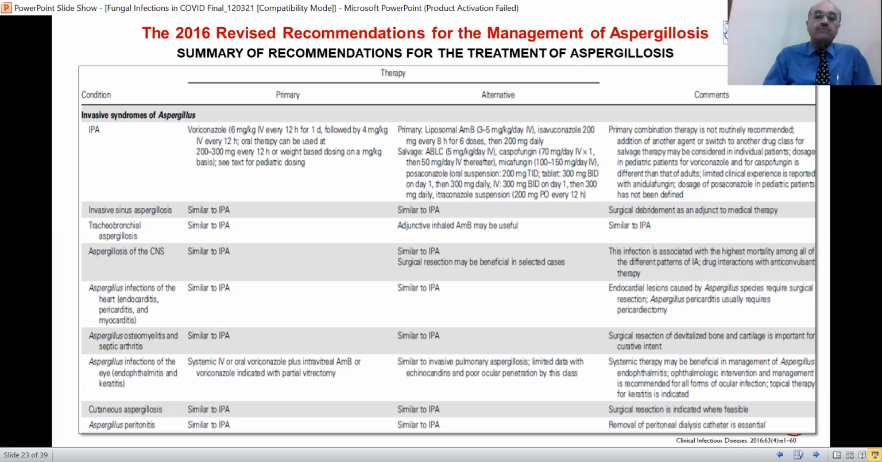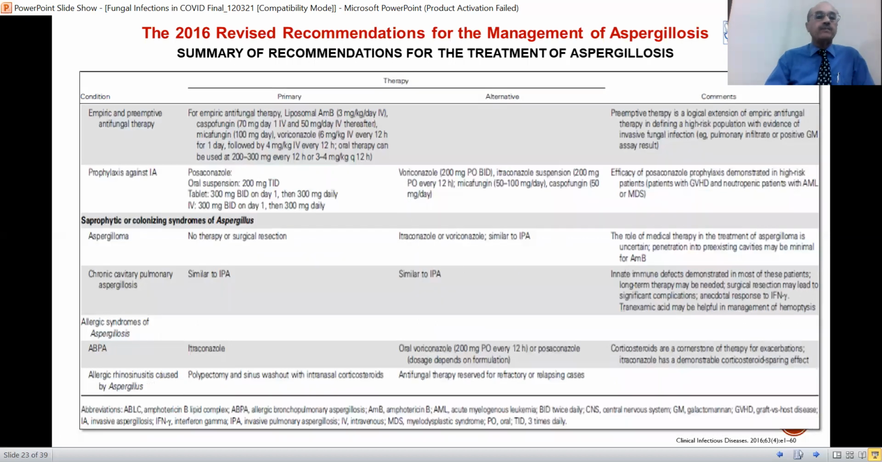The alternative therapy where voriconazole cannot be given, or where there are a lot of drug interactions, can be liposomal amphotericin B in the dose of 3 to 5 milligrams per kilogram body weight, or a new drug which is coming very fast, isavuconazole, which is given in 200 milligrams 8 hourly for 6 doses and then 200 milligrams per day. But still, practically speaking, most of the patients are receiving voriconazole. If this is not possible, then primary liposomal amphotericin B.